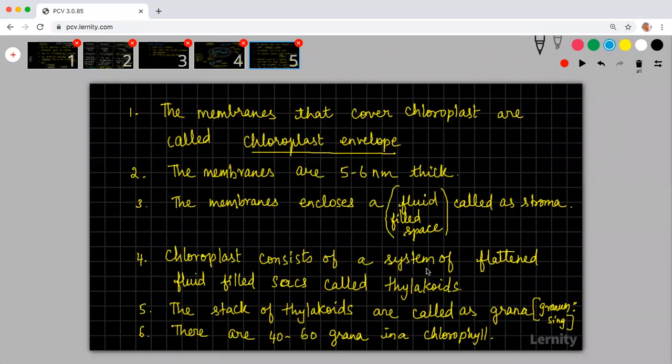The chloroplast consists of a system of flattened fluid-filled sacs called thylakoids. What is the meaning of it? It means whatever is inside the lumen is fluid-filled. They are not just solids. Okay, can we move on?